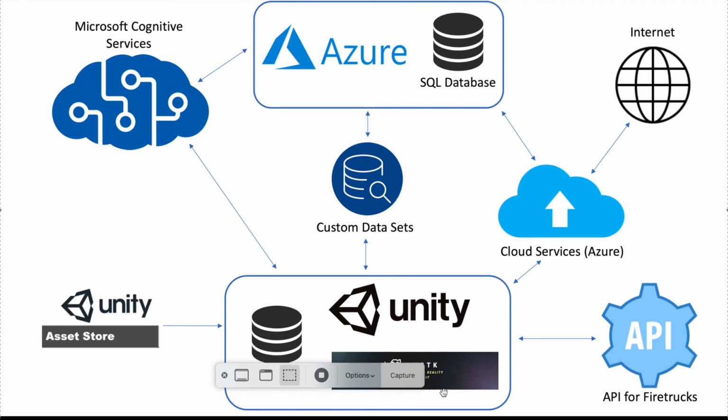And then going on to the right here, we have Azure's cloud services, or Microsoft's cloud services, which is how Azure and Unity communicate with the internet, here on the far right. We'll also pull data into Unity from an API, which is how we'll randomly spawn fire trucks into the scene. So that's essentially how our data structure works within the scene. So cool. Thanks everyone, and enjoy the rest of the presentation.